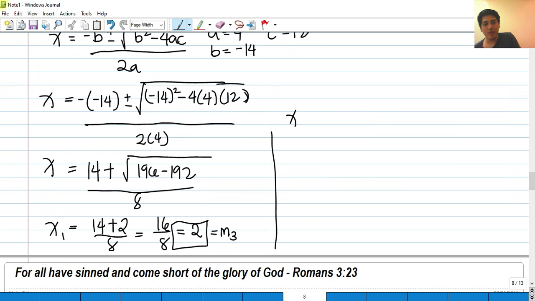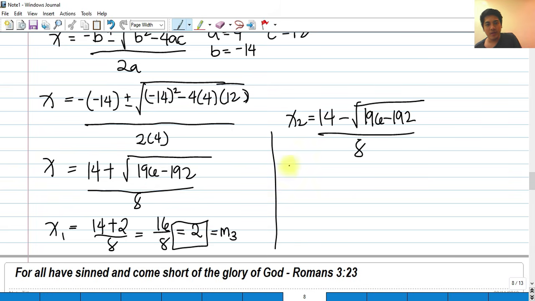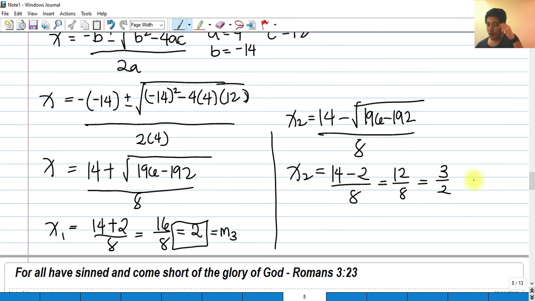How about the fourth root? We have 14, and again, we take plus here, we take negative here, minus here, and that is still the same: 196 minus 192 over 8. So what will happen? It would be 14 minus 2 over 8, and that is 12 over 8, and that is 3 over 2, by lowest term. So this is now our fourth root.